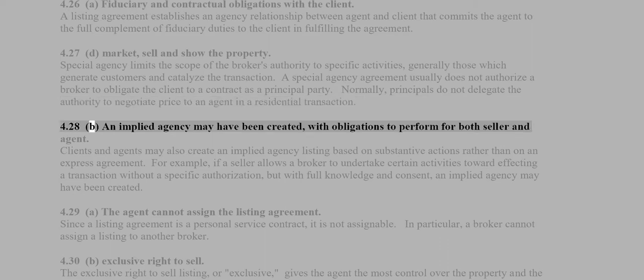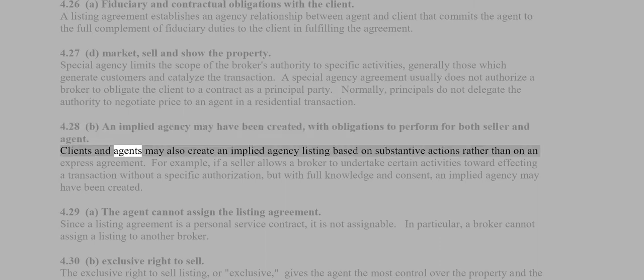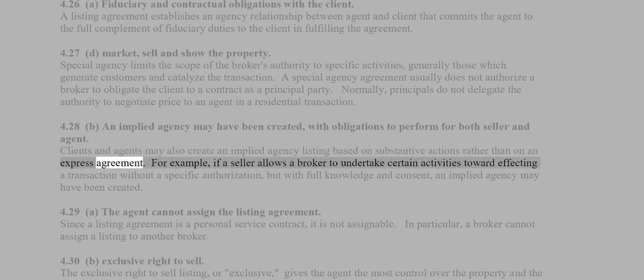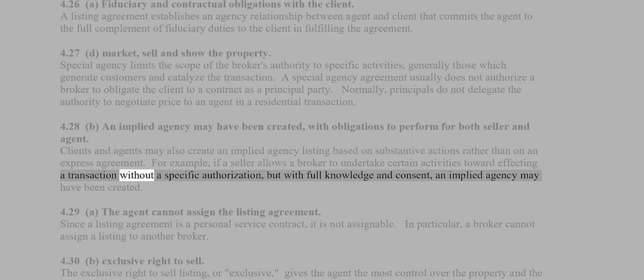4.28 b. An implied agency may have been created, with obligations to perform for both seller and agent. Clients and agents may also create an implied agency listing based on substantive actions rather than on an express agreement. For example, if a seller allows a broker to undertake certain activities toward effecting a transaction without a specific authorization, but with full knowledge and consent, an implied agency may have been created.